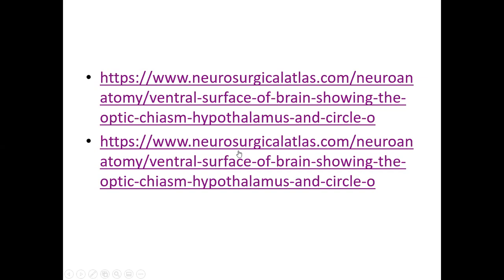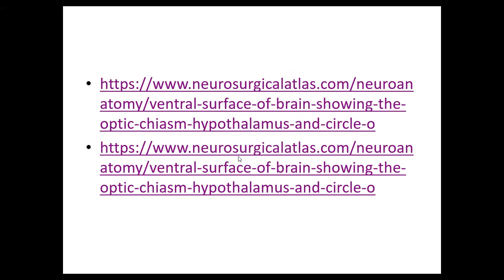So let's see how to understand the anatomy of the optic chiasm. You can see here, this is the star-shaped optic chiasm. This is the optic nerve, optic chiasm, optic tract. Then this is the infundibulum, the pituitary stalk.